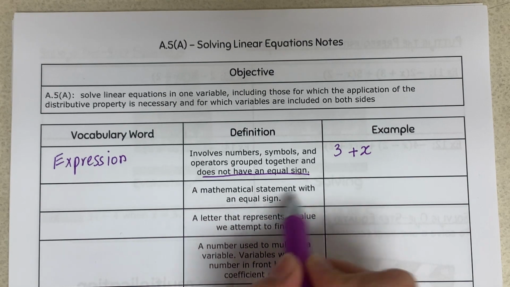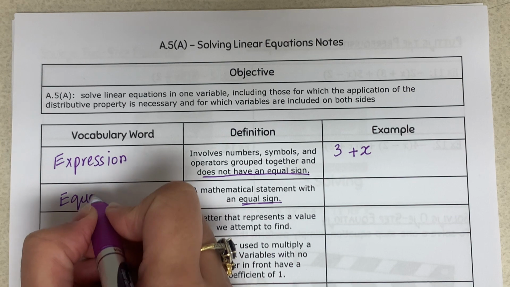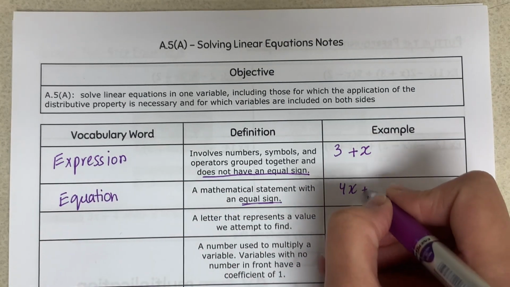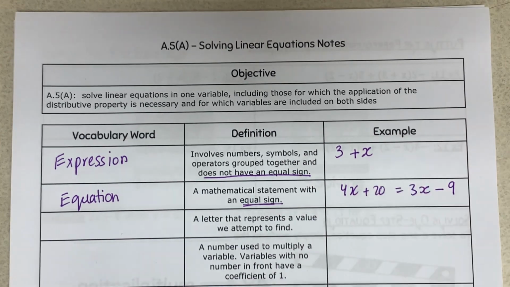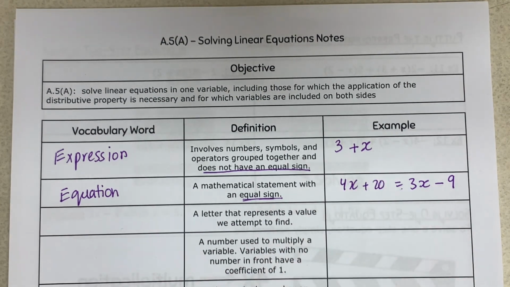A mathematical statement with an equal sign. That's an equation. Equations always have an equal sign. So 4x plus 20 equals 3x minus 9. That's an equation because it has an equal sign. An expression does not have an equal sign.